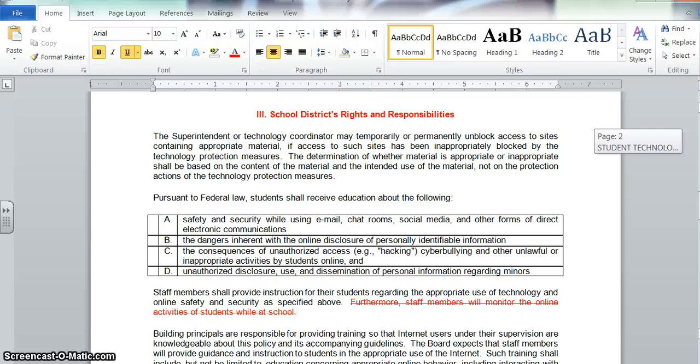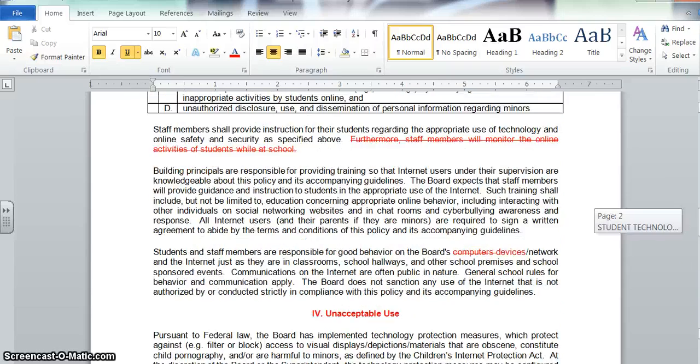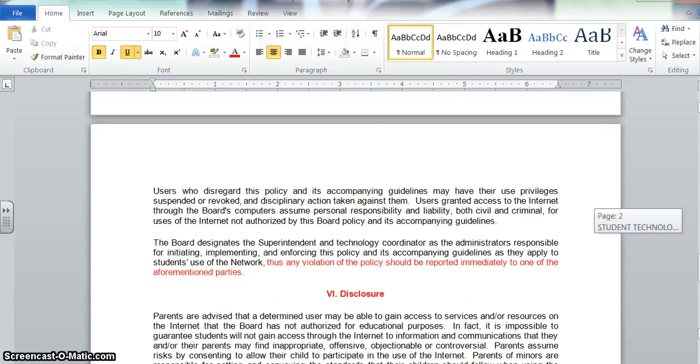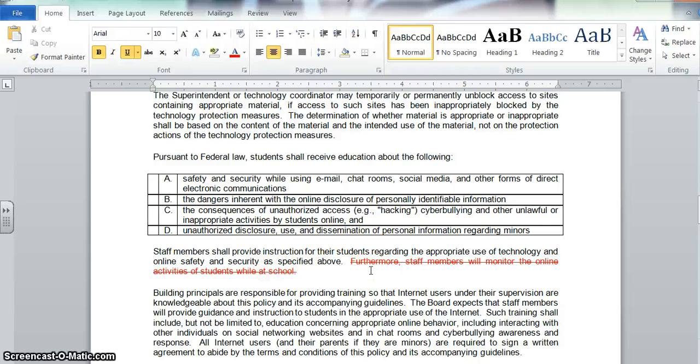Moving down slightly, I again changed the word computers to devices in this section as well. And I added a clause here: Thus, any violation of the policy should be reported immediately to one of the aforementioned parties. I added this because it said specifically in one of the readings that it was very important to make students and parents aware of who is taking care of these issues, dealing with any violations, as well as who they should report them to. I did delete the "Furthermore, staff members will monitor the online activities of students while at school."